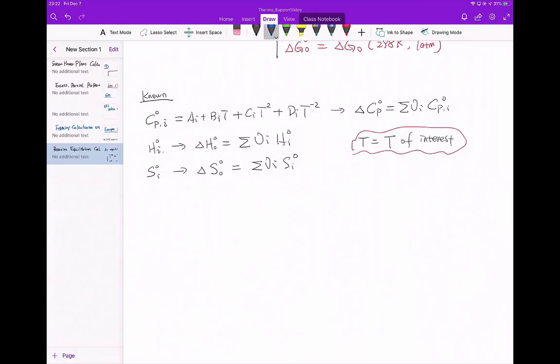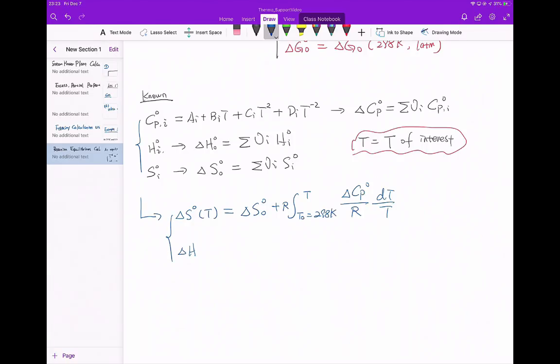Then in order to evaluate at the temperature of interest, we have to calculate this delta S of the standard state, but at a different temperature. That shall be my standard state delta S double naught plus R integral from T naught to my temperature of interest of delta Cp naught over R dT over T. Similarly, delta H of the standard state at a different temperature should be delta H double naught plus R integral, still moving from 298 Kelvin to the temperature of interest, of delta Cp naught over R dT.